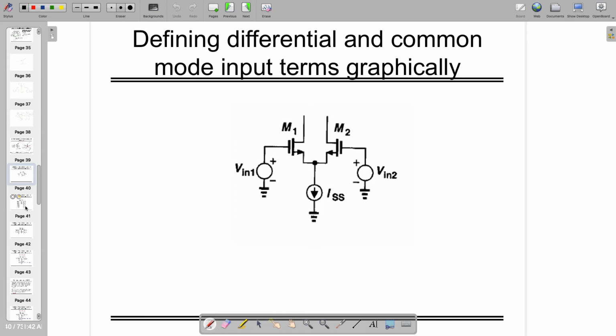let's make one more thing, or we can conclude today's lecture in such a way that you can understand what common mode and differential terms are graphically. So for that, let's assume that I am applying here V in 1 and V in 2. By the way, V in 1 and V in 2 are a combination of differential as well as common mode voltage.